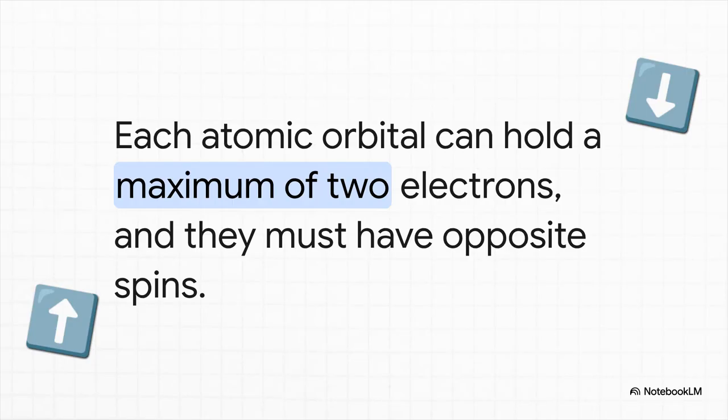And now for the final and most important rule of our electron apartment building. Each individual room, each orbital, can hold a maximum of 2 electrons. And here's the catch. They can only share a room if they have opposite spins. You can think of it like one spinning up and one spinning down. It's a fundamental rule of the quantum world.